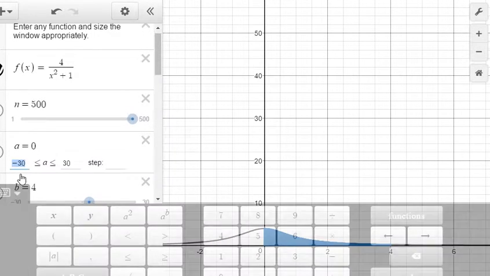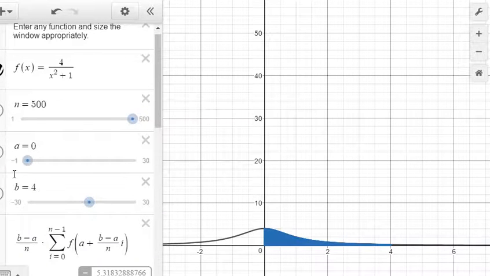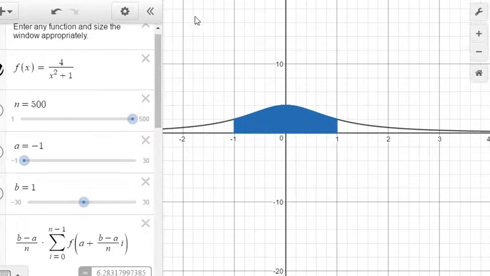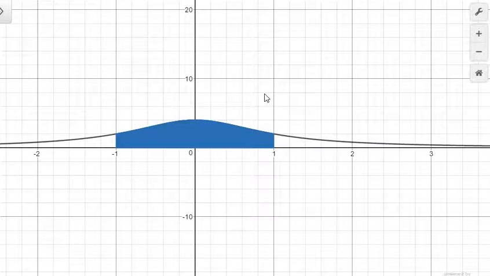All right, let's just cheat here. Negative 1. There we go. Whoa, it wasn't negative 1. There we go. There's negative 1. And up here, I want to go to 1. Perfect. So this is what I'm looking at. This is the area that we're dealing with. Let's see if we can write an integral that corresponds to this area.